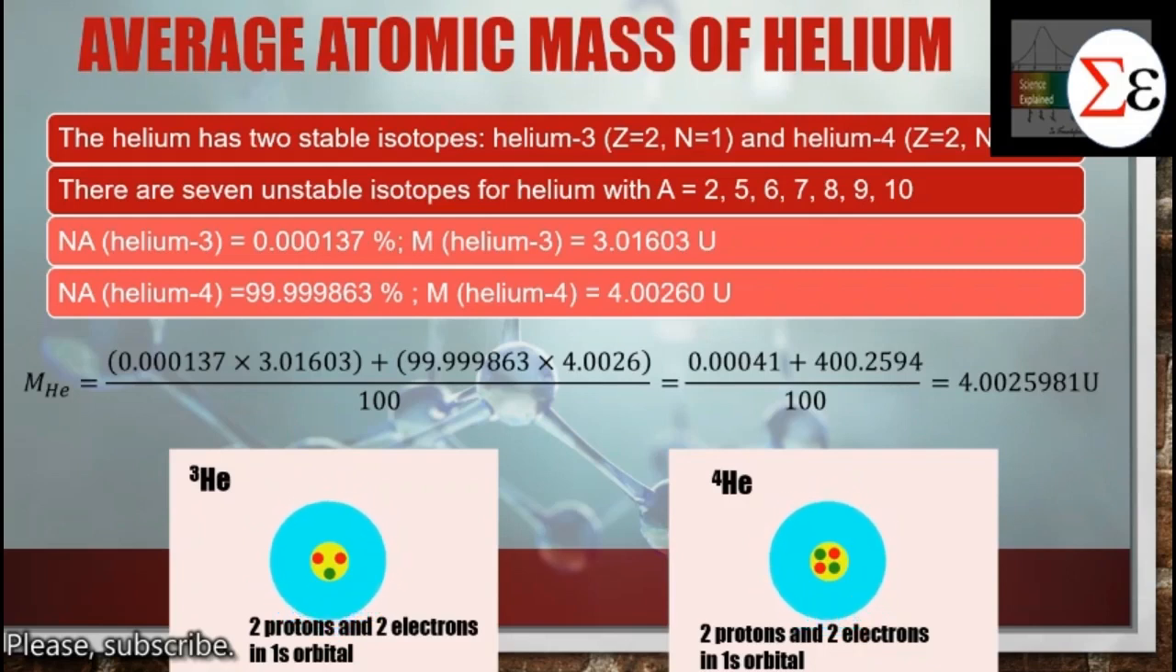Helium-3 has a much smaller natural abundance compared to helium-4, but both of them are taken into account in the equation which determines the atomic mass of the helium element. Once again, the atomic mass of the helium element is very close to the atomic mass of helium-4 due to the greater natural abundance of helium-4.